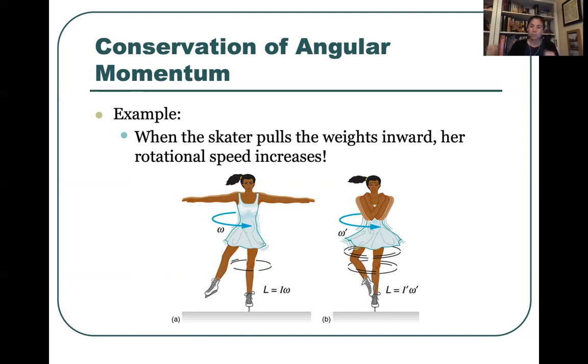But then as she pulls her arms in, she's going to decrease her rotational inertia. So in this case, we would have a large rotational inertia, and that would mean that we have a small angular speed. As the rotational inertia gets smaller, to keep the angular momentum constant, we're going to have a larger angular speed, and that means that she's going to start rotating faster.